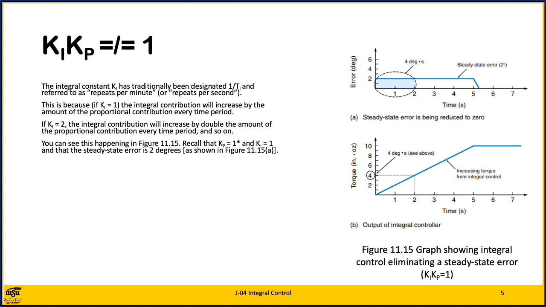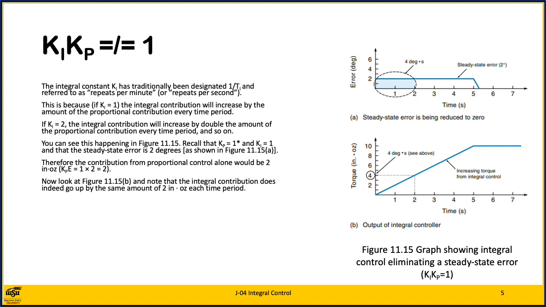Recall that Kp is equal to 1 and Ki is equal to 1, and that the steady state error is 2 degrees, as is shown in figure A. Therefore, the contribution from proportional control alone would be 2 inch-ounces, which has come from Kp e is equal to 1 times 2. Now, look at figure B and note that the integral contribution does indeed go up by the same amount of 2 inch-ounces each time period.